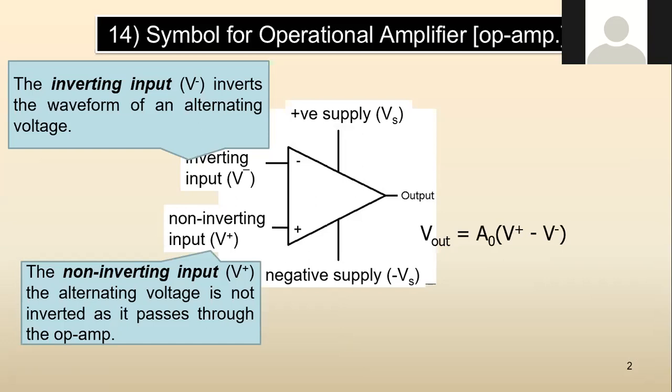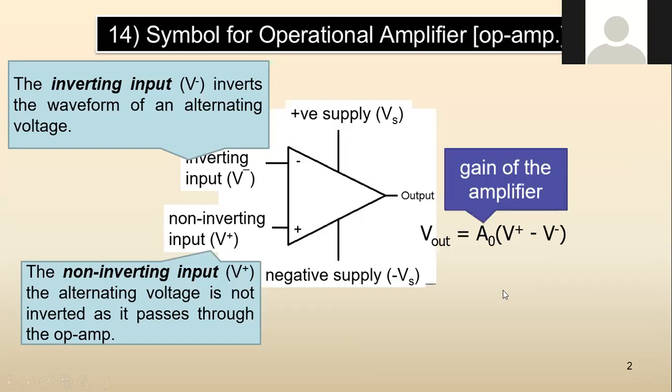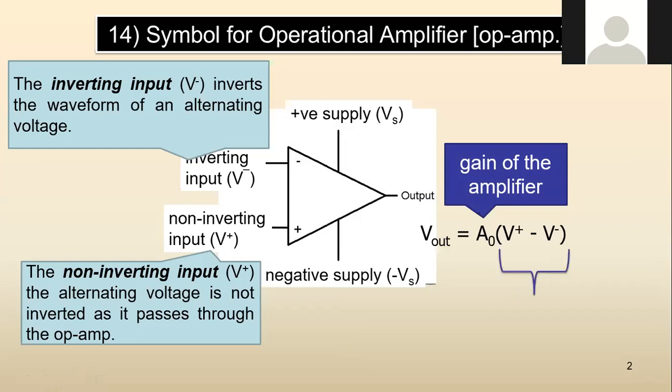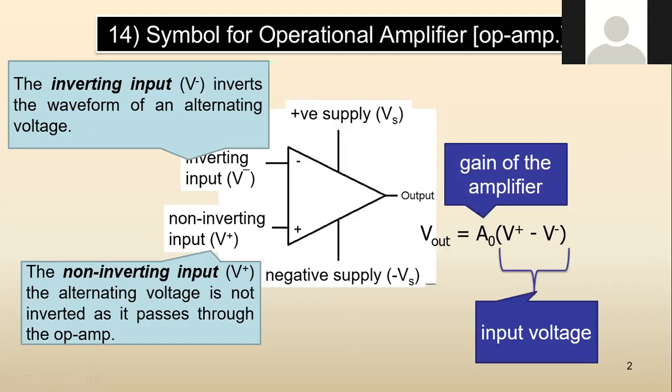The output is given by the difference between the inputs, V plus minus V minus, multiplied by the gain, because ultimately the operational amplifier is there to increase the amplitude. A0 is the gain of the amplifier. It is determined by the engineer who designed the op-amp. We have no control over it. That is the input, V plus minus V minus.